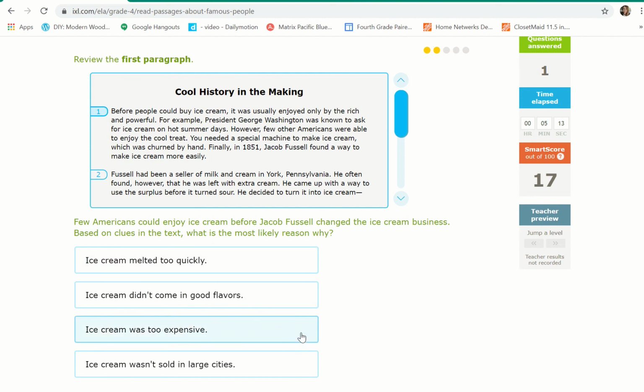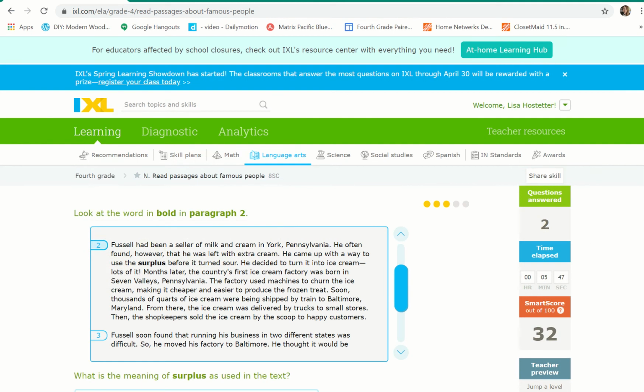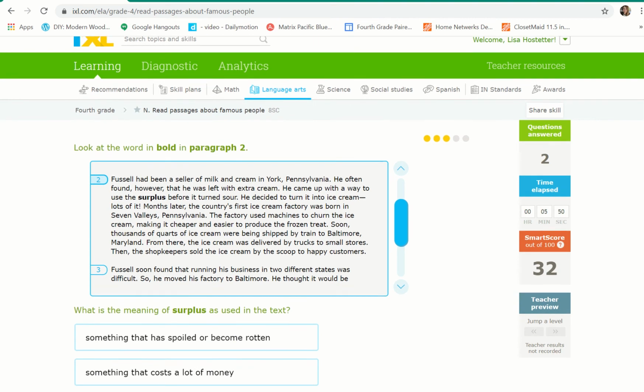Now, ice cream was too expensive and ice cream wasn't sold in large cities. When I read through this first paragraph, we can kind of tell that the main idea here wasn't that it wasn't made in big cities. It was that it was too expensive, so therefore only the rich and the powerful were able to get it. So Jacob wanted to make it more inexpensive so everybody could enjoy it. So my thought is that this is going to be the best answer. So ice cream was too expensive. You got it.